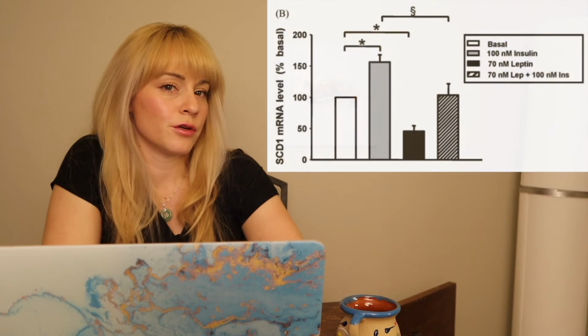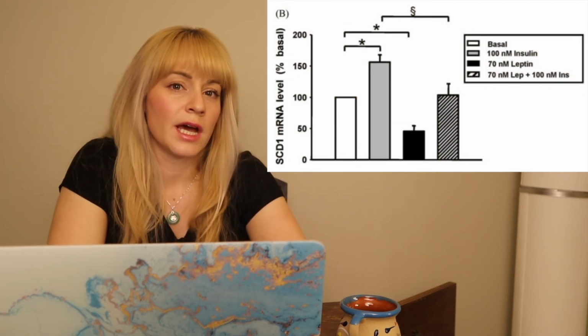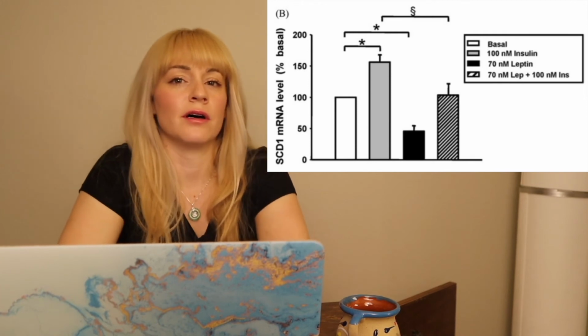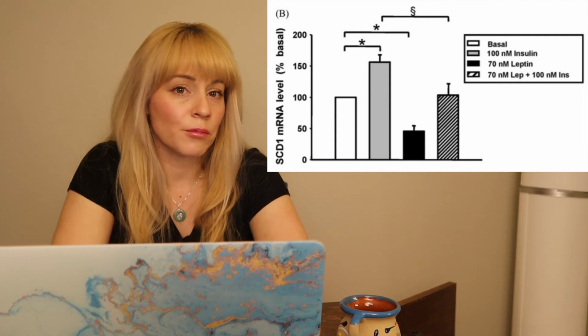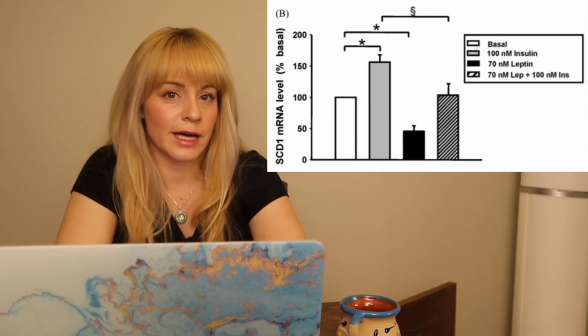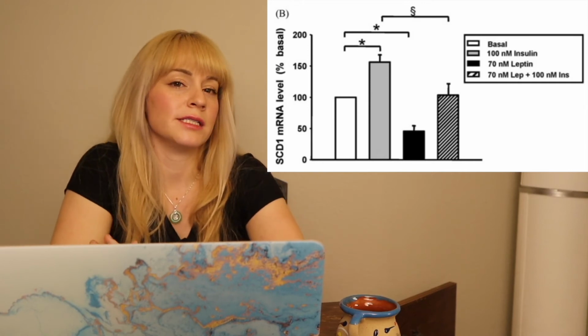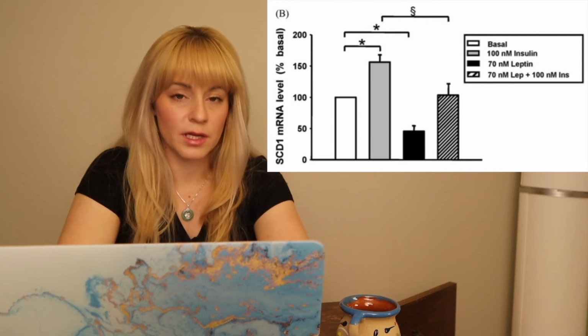This graph shows a baseline amount of SCD1 expression, which is the white bar, and the effects of insulin and leptin on the expression of SCD1. Insulin, the light gray bar, upregulates SCD1, and you can see leptin, the black bar, downregulates SCD1, and together they seem to keep it at kind of a baseline balance.